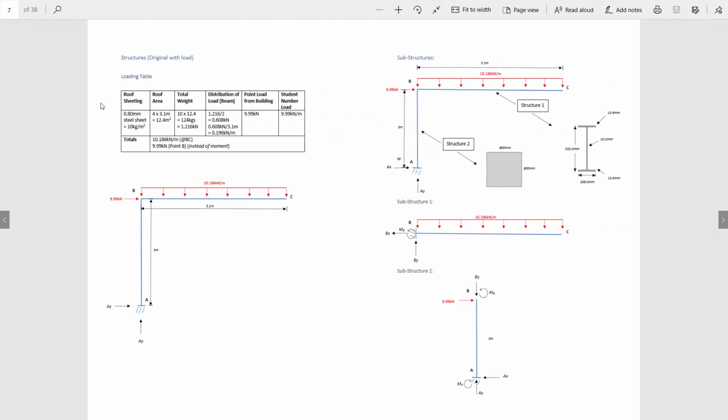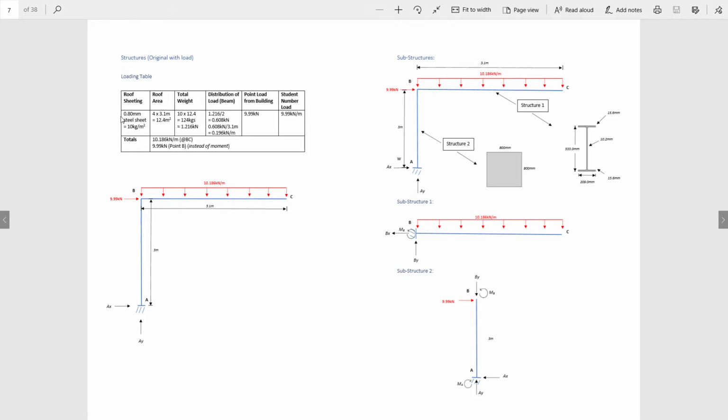Right, so loading table. Now it was unclear, and I understand just with COVID going on and the sheer number of emails he had, it was very unclear how to apply loading in this assignment. So I took a little initiative and applied load how I saw fit.